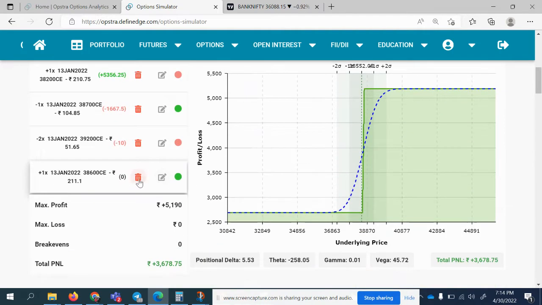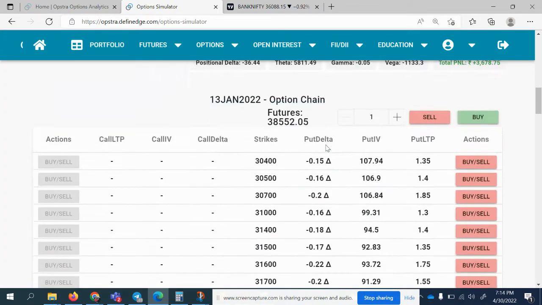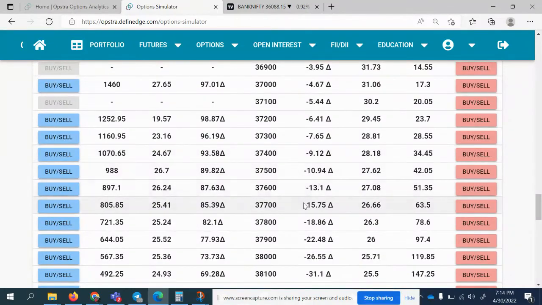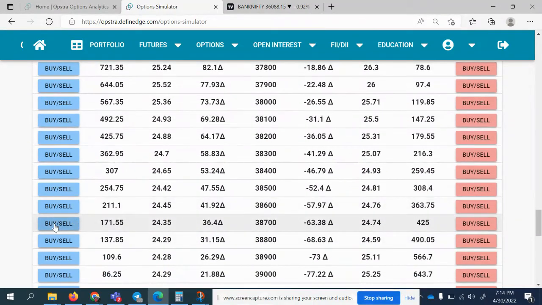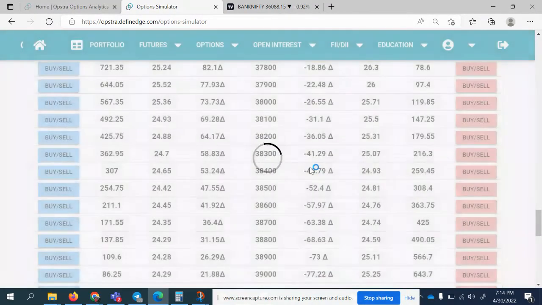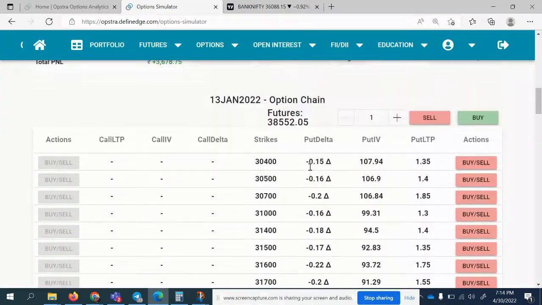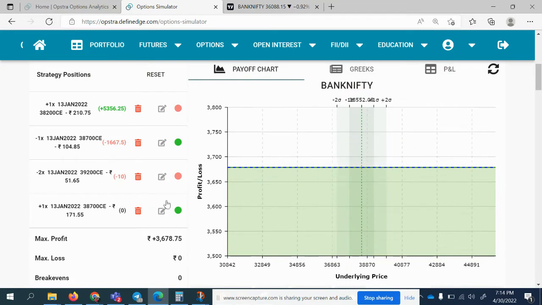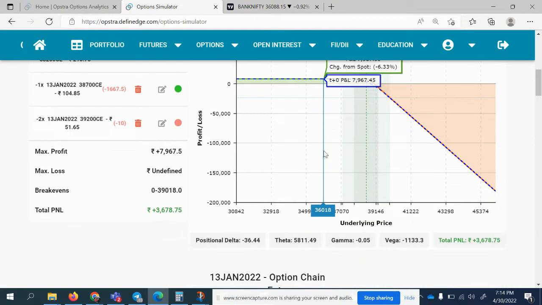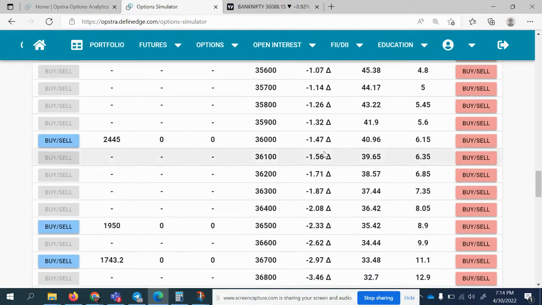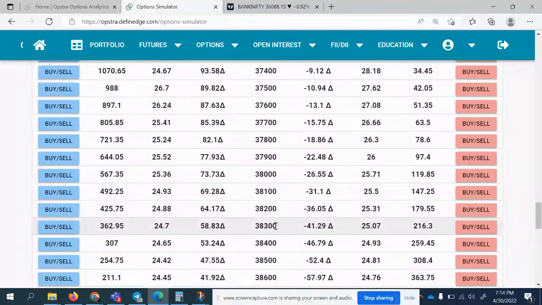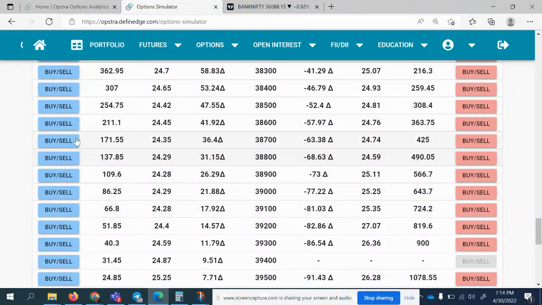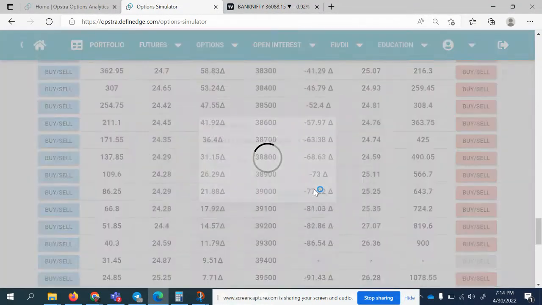Okay, I'll delete this. 38,700. Okay, I'm buying this. Check your payoff. That's it. This doesn't make any sense, because we do not have this scope. So that's the reason I went until 38,600. I'll delete this. I'll again buy 38,600. Okay, I'm buying the leg.